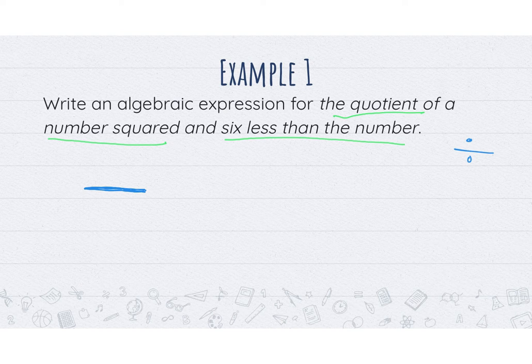So the quotient of a number squared. Any number, I'm going to call that number n, and I'm going to square it. And so the other part of my quotient. This is a case where "and" does not mean plus or addition. It means the second part of my quotient. So my numerator is n squared divided by 6 less than the number. The number was n, so now I'm going to take n minus 6. So that's 6 less than the number. So we're going to move on to example 2 and use this expression in our example 2.